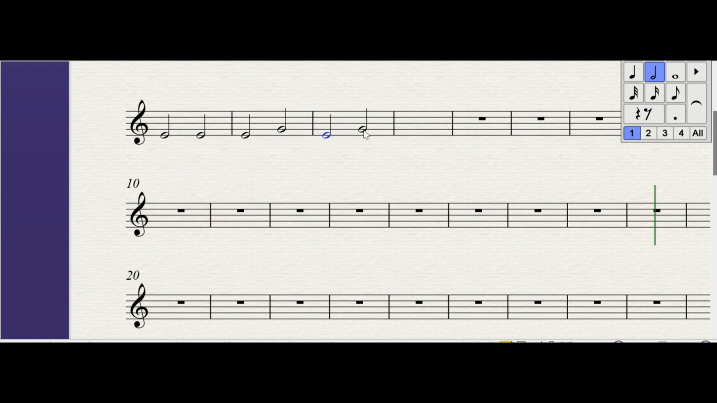Line, all the way up to the next line. Line 1, space here would be 2. Line would be 3, space would be 4, line would be 5. So this is an interval of a fifth. You check from the lower to the upper note.